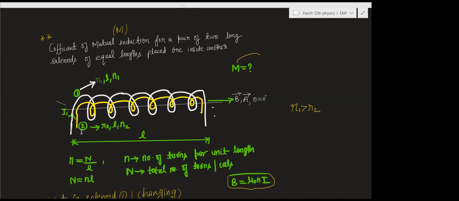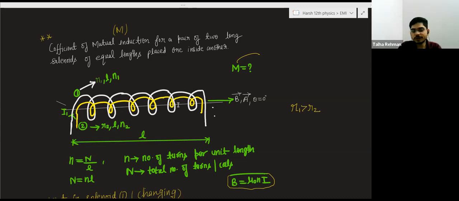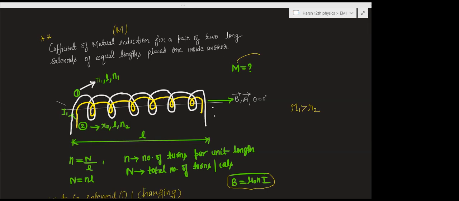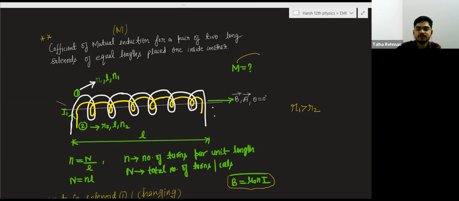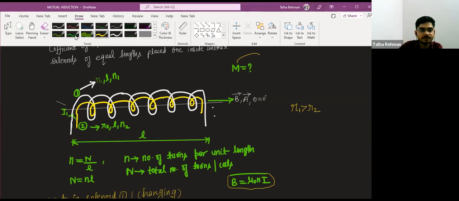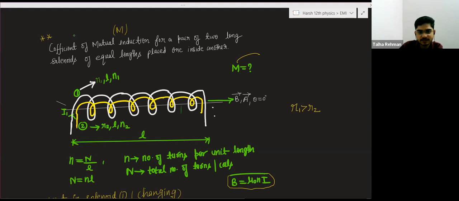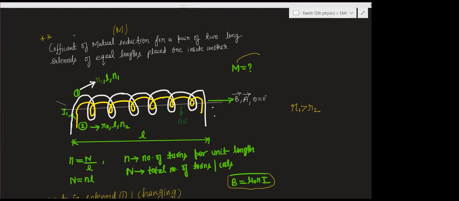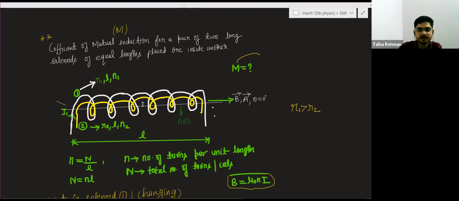But the radius of this white color solenoid is greater than that of the yellow color solenoid. And both of the solenoids are coaxial, meaning they have the same axis. This is the axis shown here. Both have the same axis.